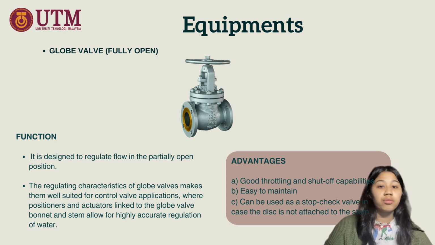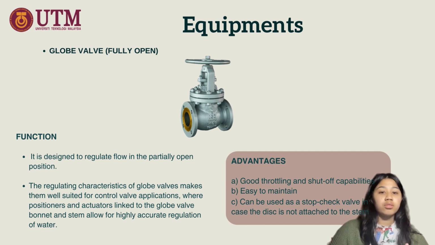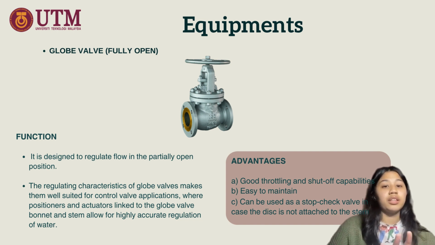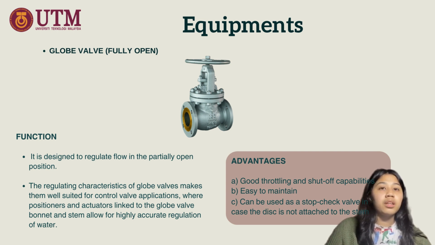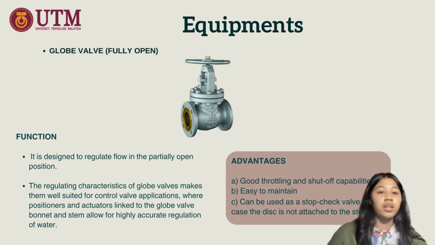We also put globe valve, which is fully open in this project. Globe valve is designed to regulate flow in partially open position. Its characteristic suits them well for control valve application, and it also has its advantages such as good shut-off capabilities. It is easy to maintain, and it also can be used as a stop check valve in case the disc of the valve is not attached to the stem.